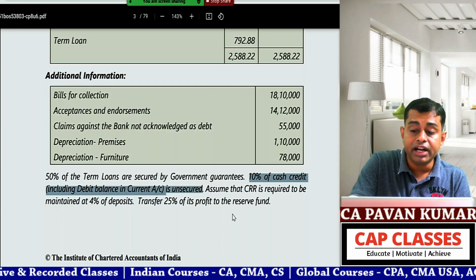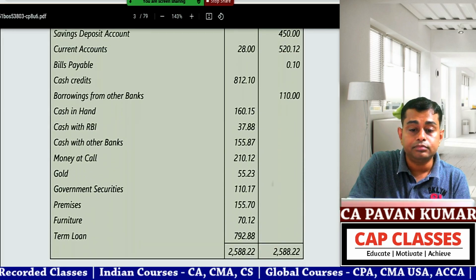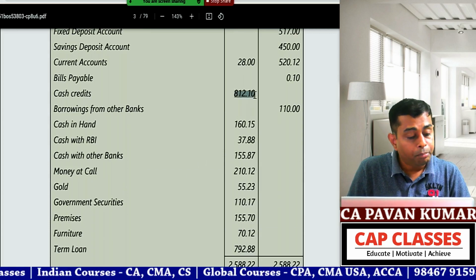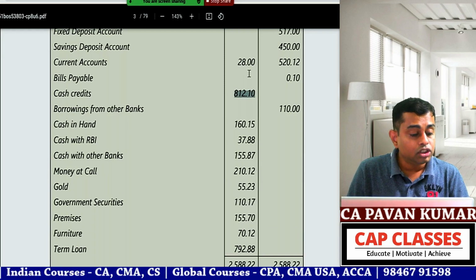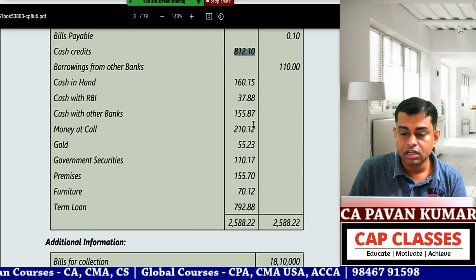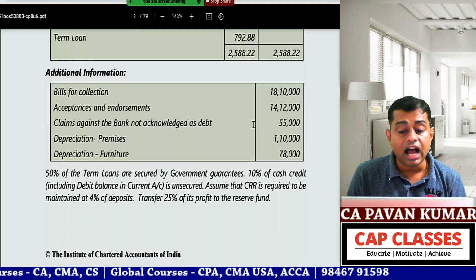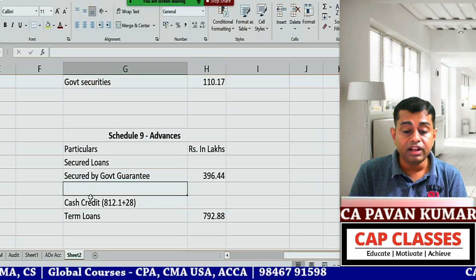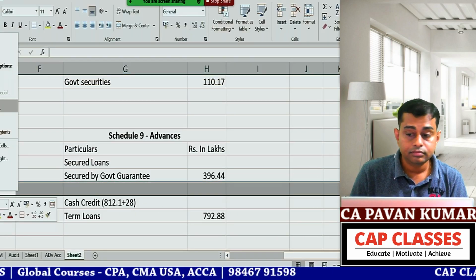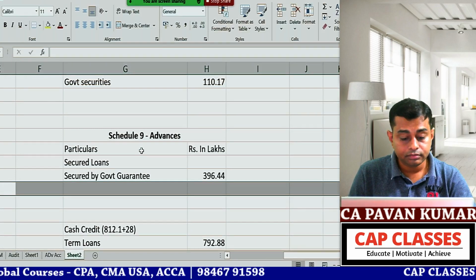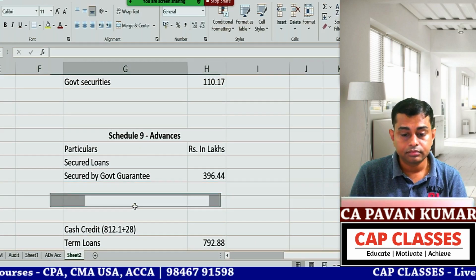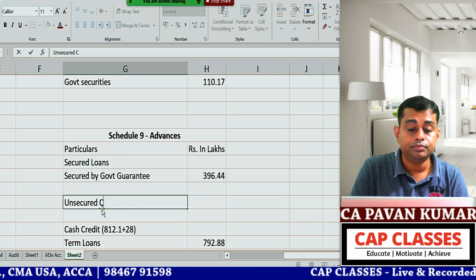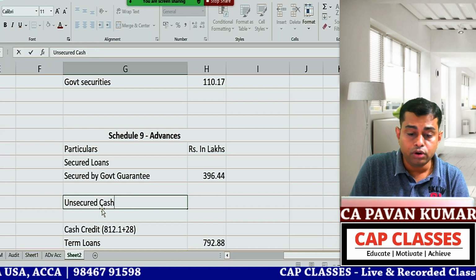So take cash credit. What is total cash credit? 812.10. Correct? Yes, sir. Plus add 28, so it is 840.1. In that, 10% is unsecured. 10% of that is 84.01. So here we'll write 84.01. Here we'll write unsecured cash credit.